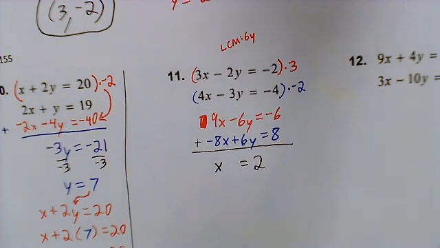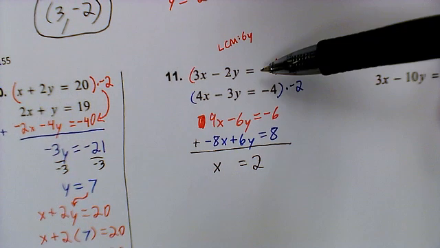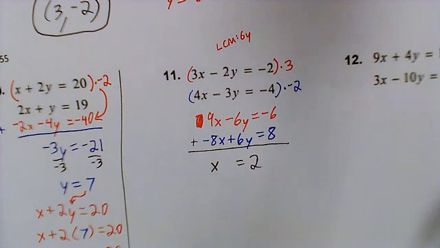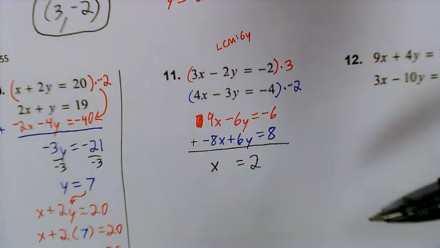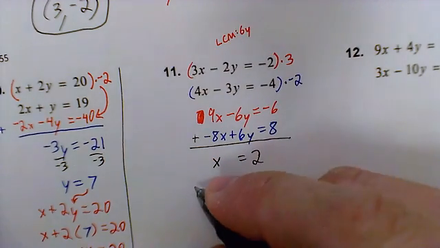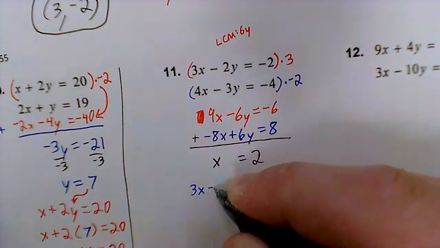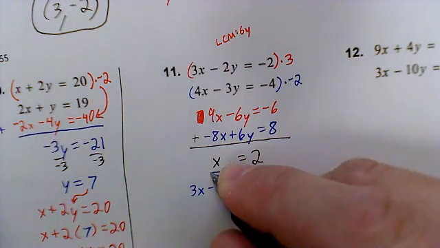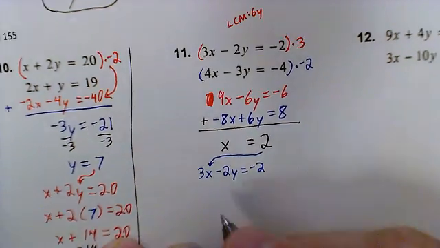I'm actually already done here because I have nothing left to do to solve for x. X equals 2. Now I can go back and use any of these four equations to figure out what y is. Really up to me on what I want to use. I'm just going to use the top one. So I'm going to use 3x minus 2y equals negative 2. I'm just going to drop this value of 2 in for x.